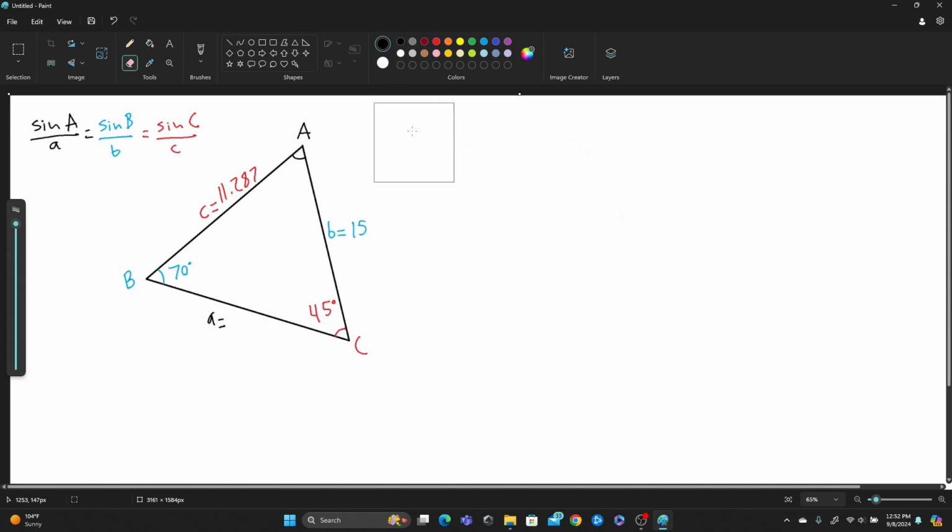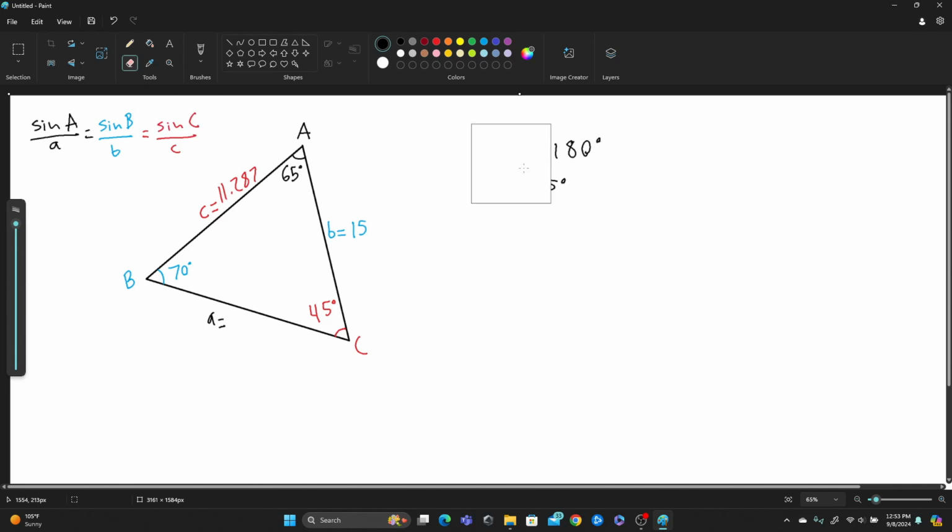The next step in completing this triangle is finding angle A as well as side A. One thing we notice is we have two angles, and the three angles in a triangle always add up to 180 degrees. So 45 degrees plus 70 degrees plus angle A is going to be equal to 180. So 180 minus 45 minus 70 is equal to 65. So angle A equals 65 degrees. Now we can fill that in.